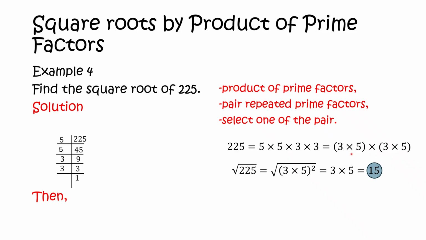We separate these into 2 identical groups. We would have 3 times 5 in each group. So meaning that the square root of 225 would be 3 times 5 because the square root and the square will cancel out. At the end, we have 15 as our answer. That's how the method works.